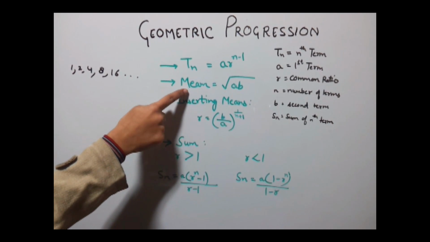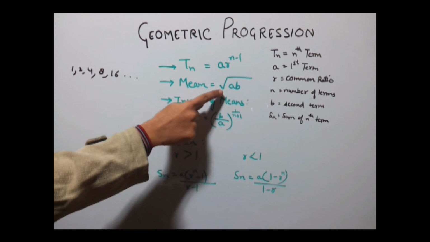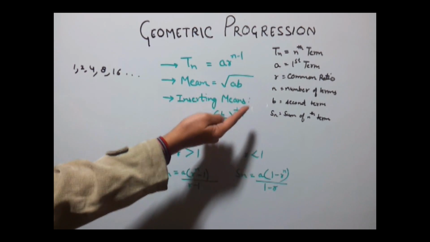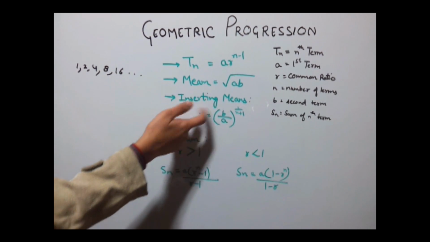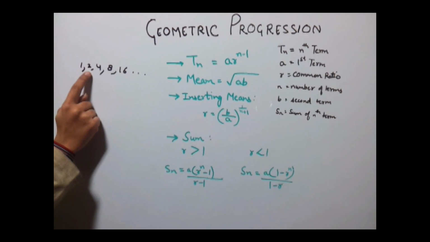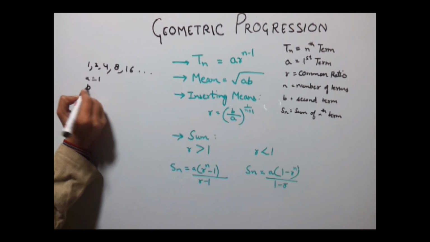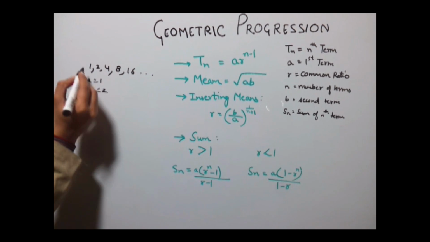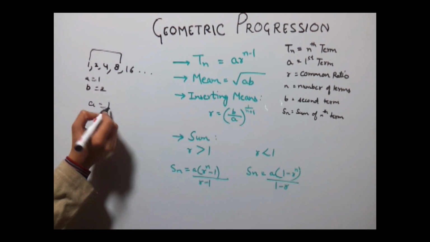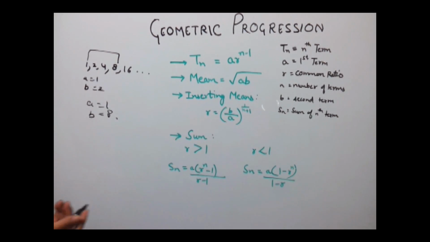If you need to calculate any mean, then the formula is square root of a into b, where a is the first term and b is the second term, or another term between which you need to find the mean. For example, if you need to find the mean between 1 and 2, then here a will be 1 and the value of b will be 2. If you need to find the mean between 1 and 8, then in this case your a will be 1 and your b will be equal to 8.